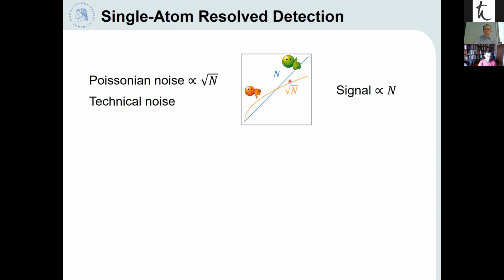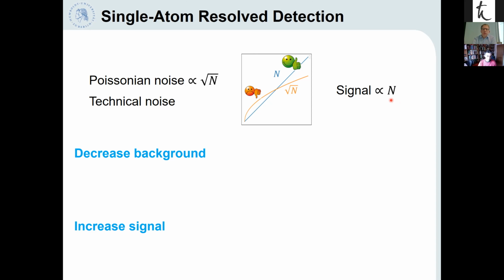So this means that what we have to do now in order to image and detect single atoms is to decrease the background, so the technical noise here, and increase the signal, which means that we have to integrate for as long as possible, so have the atom available and scattering light for as long as possible, so as to increase the signal, right? Now, decreasing the background in our case was possible due to two tricks.